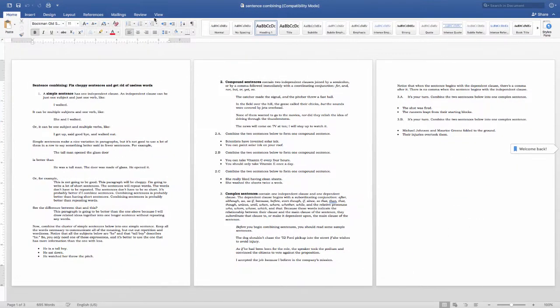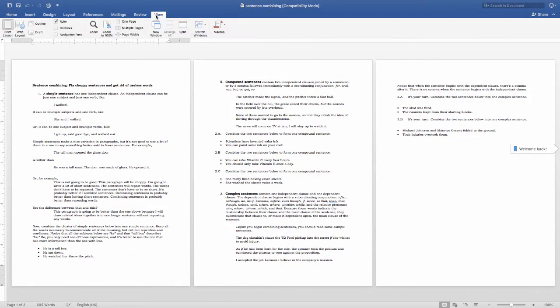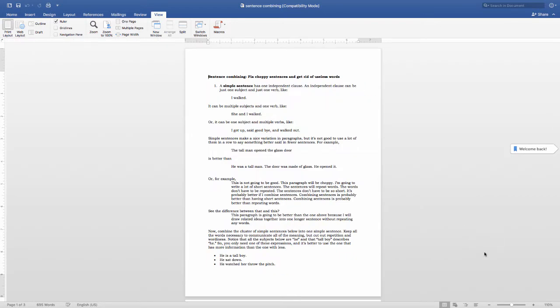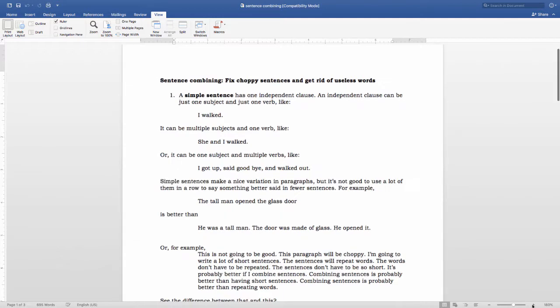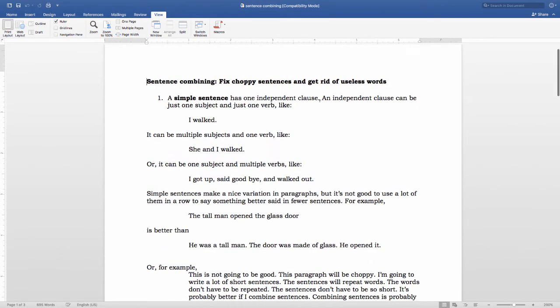Alright, now we want to do a video on sentence combining, fixing choppy sentences, getting rid of useless words. Now, a simple sentence has what is called an independent clause. You know this: I walked, she and I walked, I got up, said goodbye, and walked out.